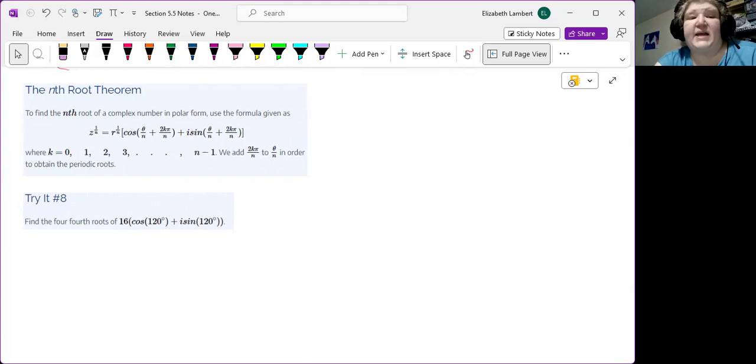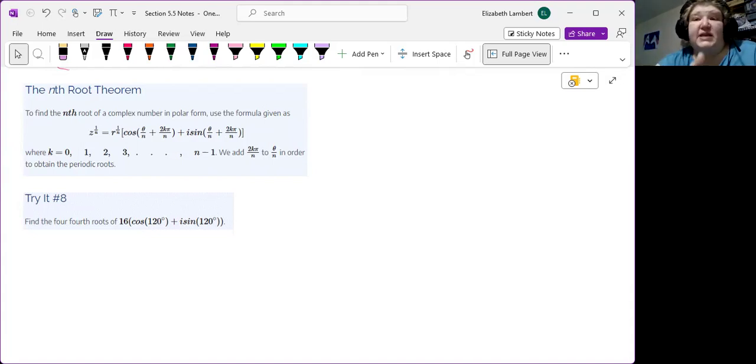But when we find the third root, or you know how when we do a square root, we get plus or minus? There's 2 numbers that would square to the original polar. When we have cube roots, there's 3 numbers. When we have 4th roots, there's going to be 4 numbers.